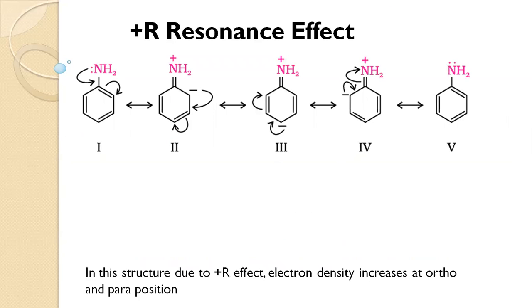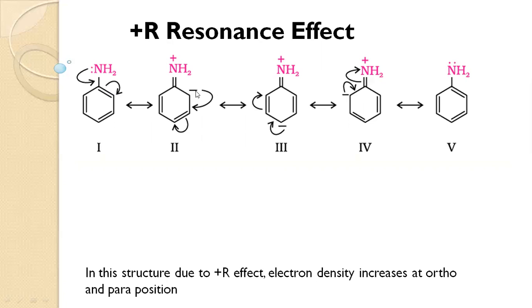Here is an example of the positive resonance effect: aniline. In aniline, on the nitrogen a lone pair of electrons is present, and this lone pair is shifted to the next position. So it creates a double bond between the nitrogen and carbon. As the lone pair shifts and forms a double bond, the next pi bond is shifted onto the next carbon. It forms a more electron density.